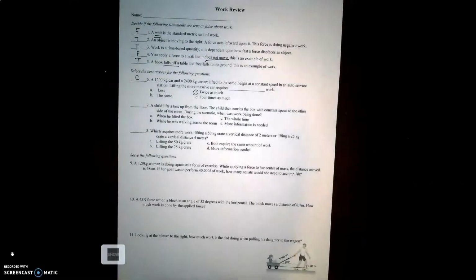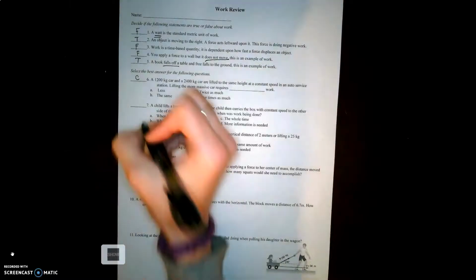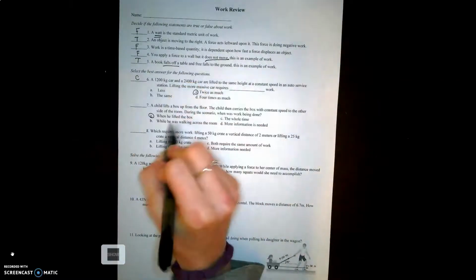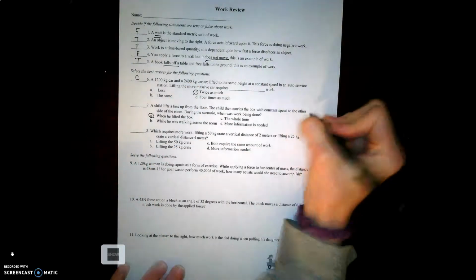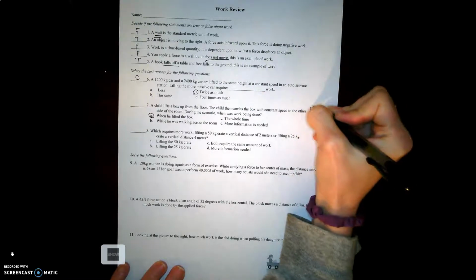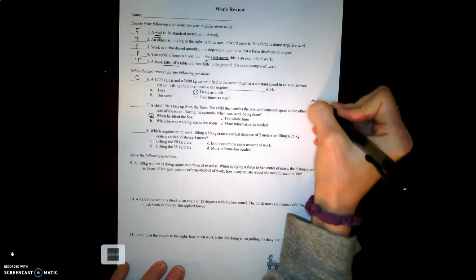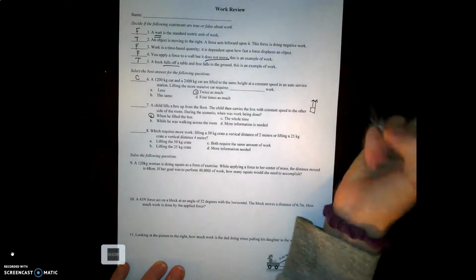Number 7. A child lifts a box up from the floor. The child then carries the box with constant speed to the other side. During the scenario, when was the child doing work? That is going to be just A, when he lifted the box. When he lifted the box, he applied the force up and the box moved up.